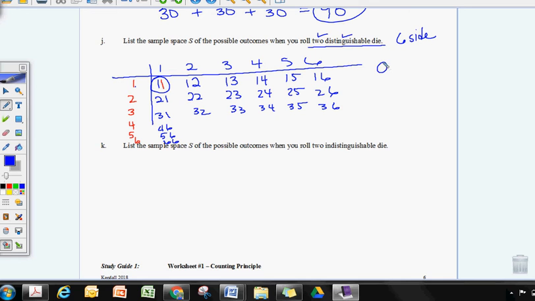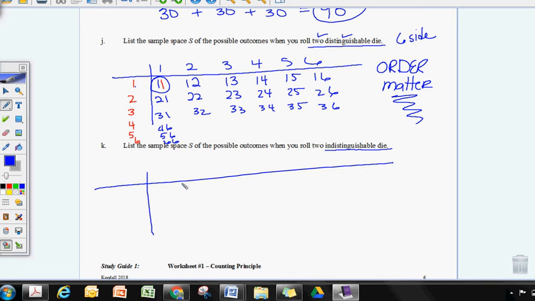So in this case, I'm going to say order mattered. Did the 2 get rolled first or did the 1 get rolled first? Order matters. Now, when you look at your last one, when they're indistinguishable dice, you can't tell them apart. Okay? That's sloppy. 1, 2, 3, 4, 5, and 6, and 1, 2, 3, 4, 5, and 6. You roll them, you get a 1 and a 1.